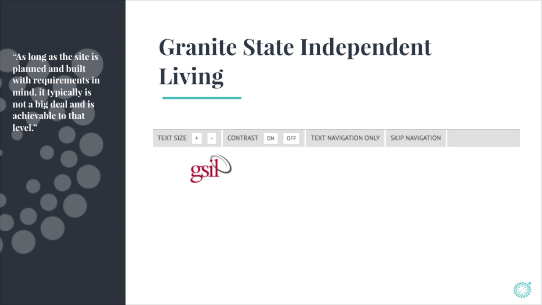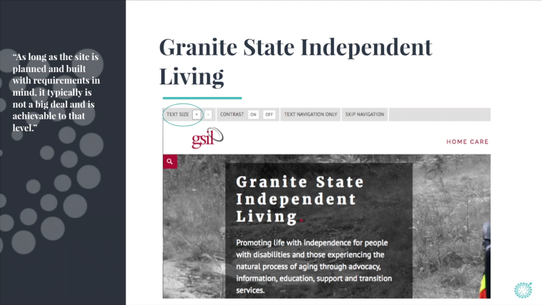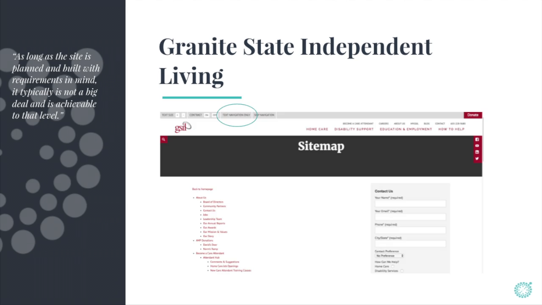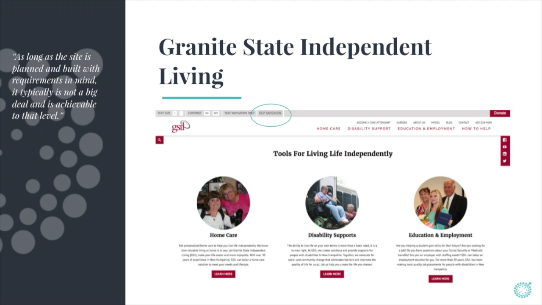Here's a closer look at the toolbar. You can see that a visitor has the option to resize text, turn the contrast on or off, use text navigation only, and skip the navigation altogether. Here you can see that the text has been resized 200%. And here's the contrast setting that accommodates users with vision difficulties. Here's the text navigation only feature. And finally, a look at the skip navigation feature we were speaking of.